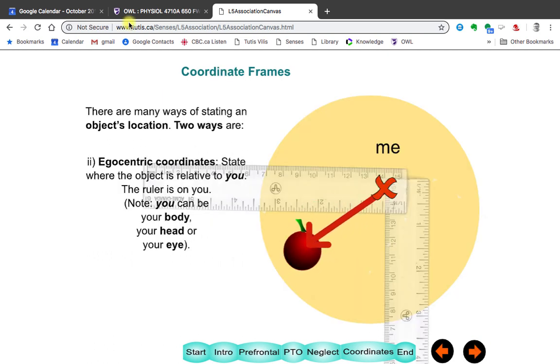Now here you have what's called an egocentric coordinate. In egocentric coordinates, the rulers are you. Okay? Here's the ruler, and it's centered about where you are. But that, you will see, could be many things. It could be your body, your head, or your eye. And we'll see in next week's lecture, or the lecture in 2 weeks' time, how this can occur.